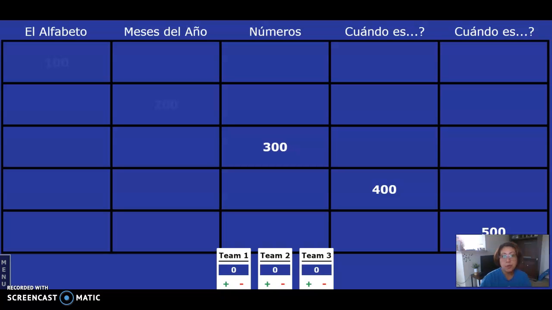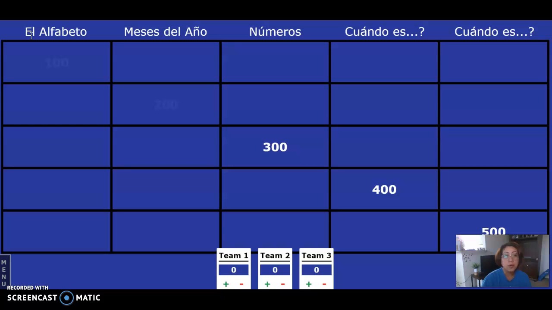This is going to be for beginners. So my objective is just to start with the basics of the Spanish language. In this game, I created four different categories. One will be the alphabet. Second, months of the year, numbers, and "when is." The students will have to read it in Spanish and answer it in Spanish.